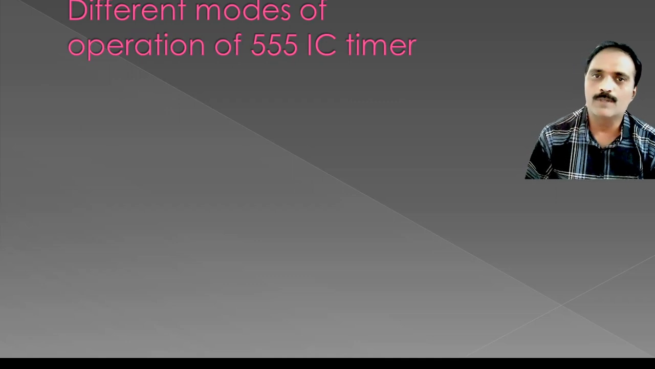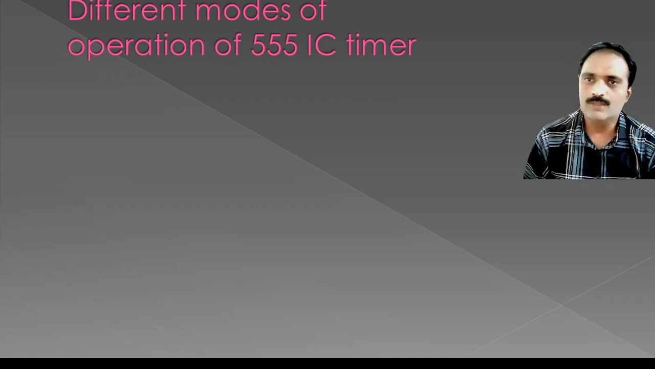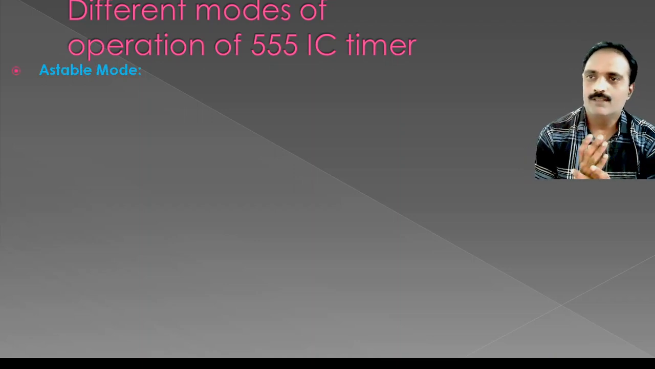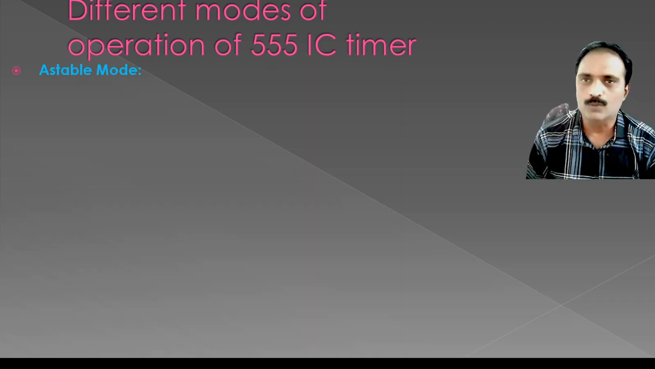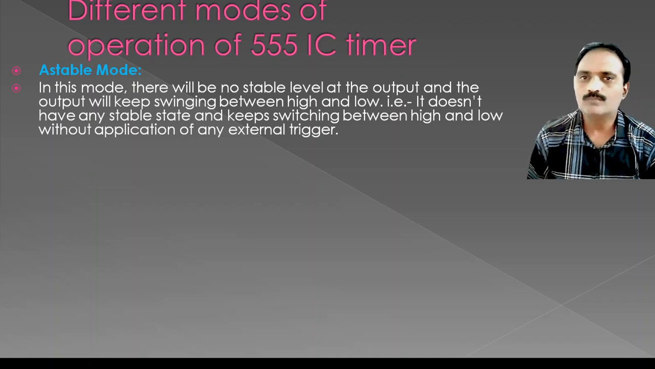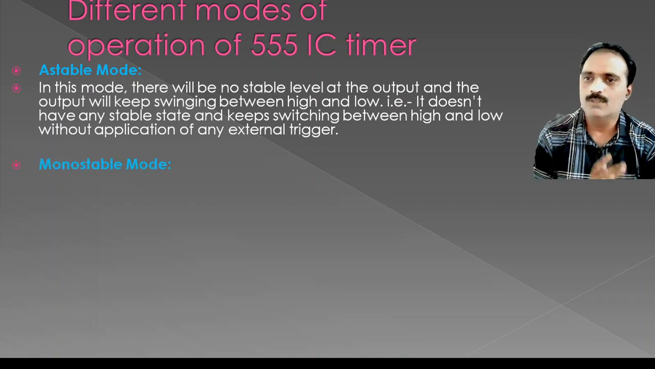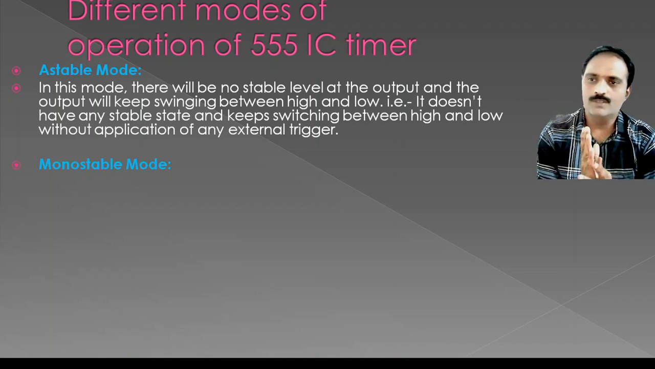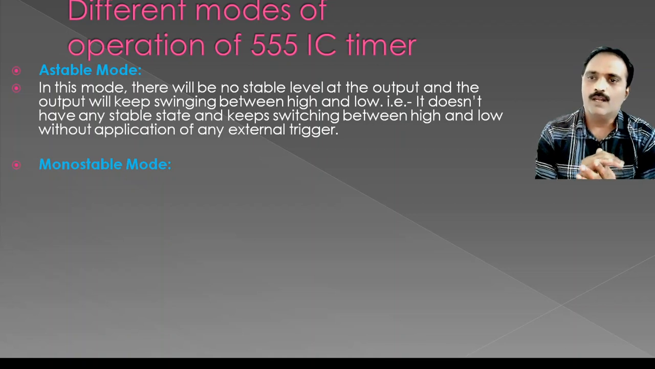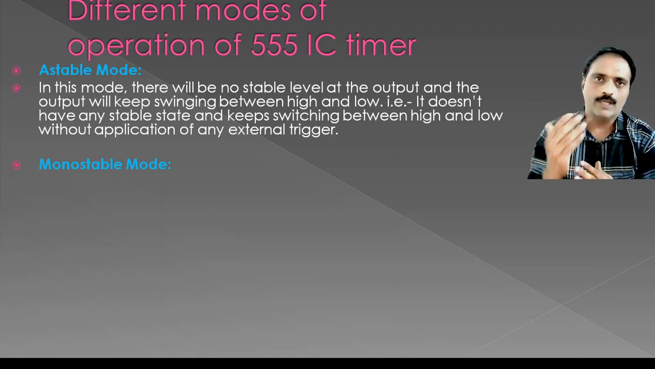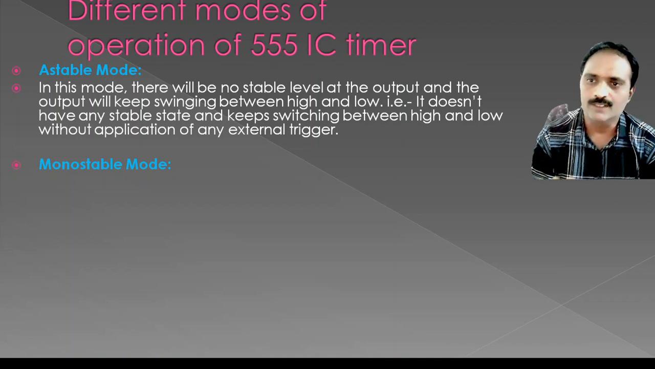And different modes of operation of the 555 IC timer, as we have discussed: Astable mode. Astable, the name itself tells us it doesn't have any stable output states. Irrespective of the triggering input, the output will be there for this mode. And monostable, in this particular one, one output state will be stable and the other will be unstable. And when this stable output is set to high, the timer is going to enter its high state.